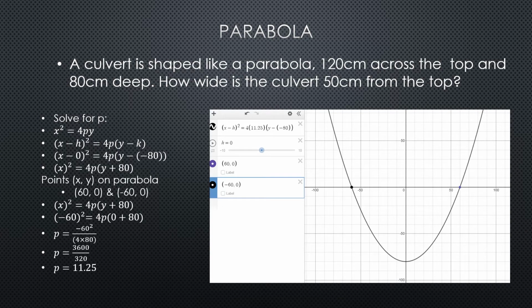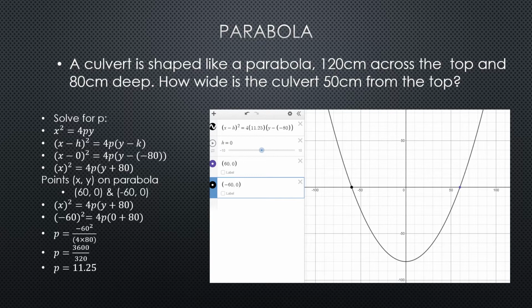So if we assume that our ground level, a culvert is basically like a ditch that normally carries water, is the x-axis, we can imagine that the parabola is facing up, or opening towards the positive y-axis. And so that gives us the formula in our minds: x squared equals 4py with a positive opening towards the y-axis. So we automatically know that our p should be a positive number.